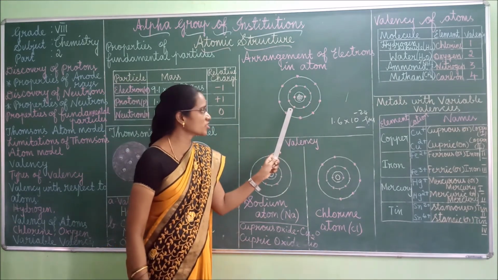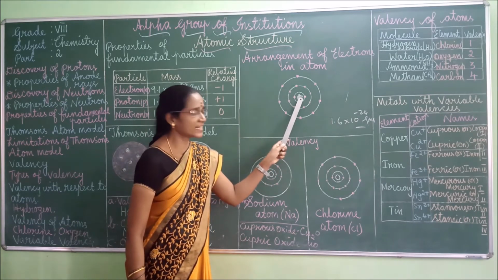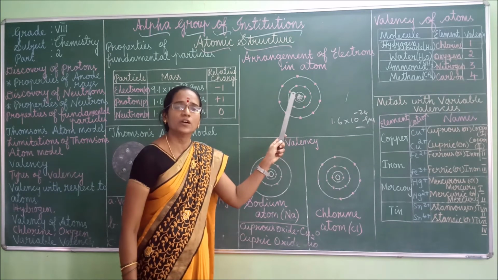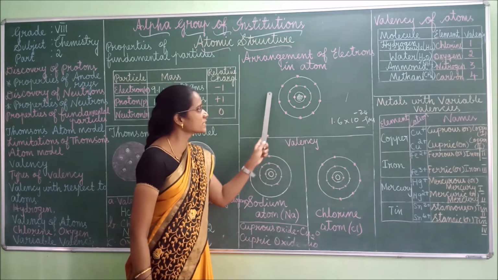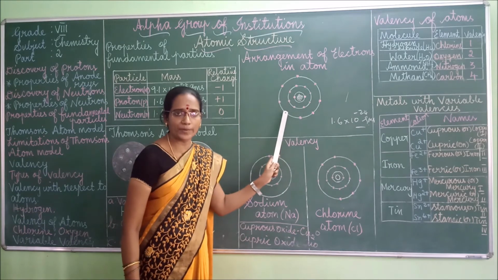Look at this diagram, children. Here this is an atom. Here this is the center part. This is called the nucleus. Inside the nucleus what is present? Protons and neutrons are present. These are the electrons revolving around the nucleus, isn't it? In circular orbits.